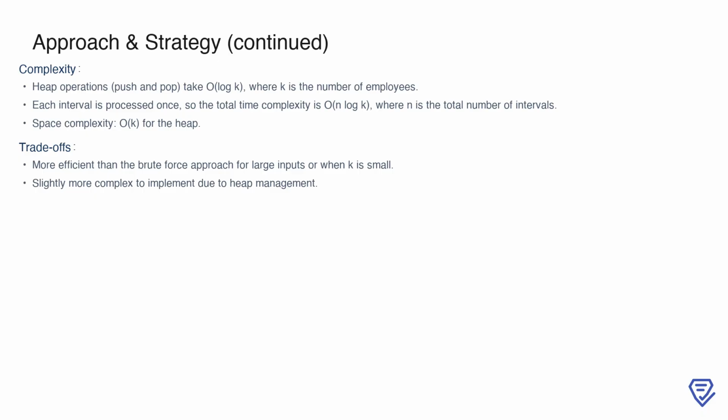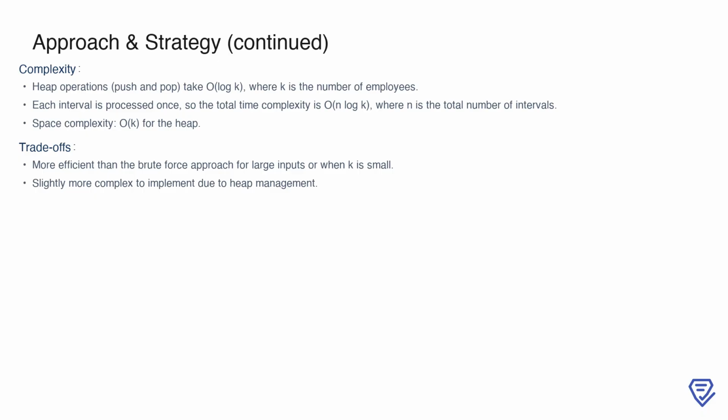When analyzing the complexity of the min-heap approach, the efficiency becomes clear. Heap operations, such as inserting or removing an element, take O(log k), where k is the number of employees. Since each interval is processed exactly once, the total time complexity of this approach is O(n log k), where n is the total number of intervals.